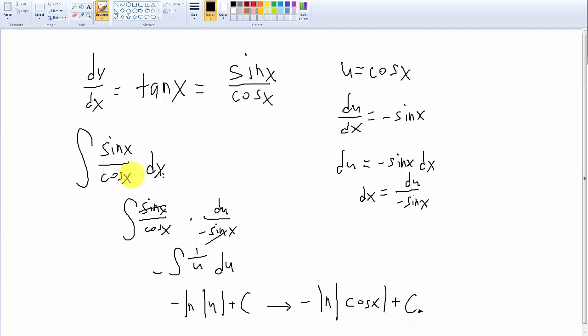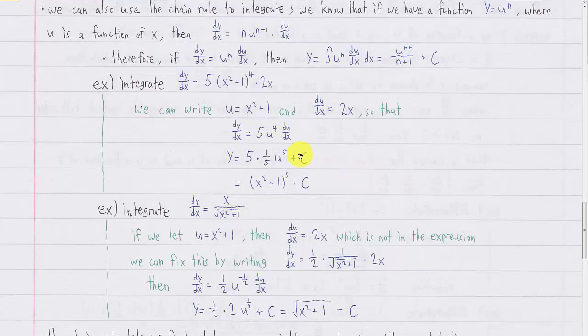So again, this is the more common way to think about the process. You decide what u is, and then when you find du dx, you can solve for dx in terms of du and some function of x, and then you plug that into the integral and cancel things out. Or you can think of it, how can I get du dx directly in the expression?